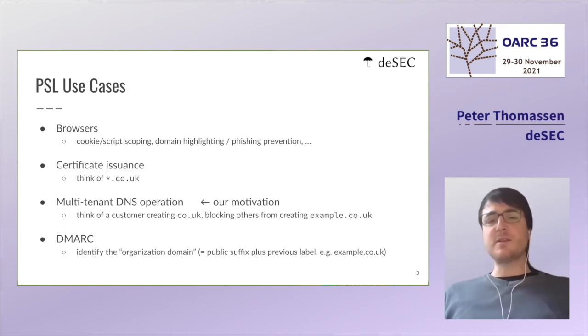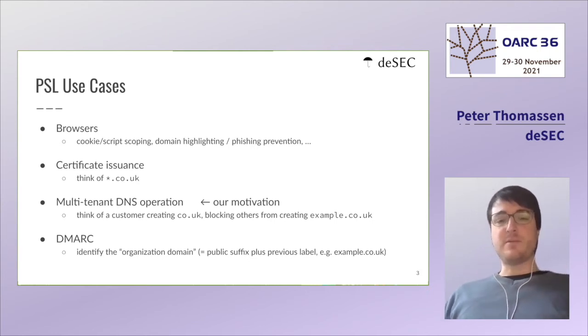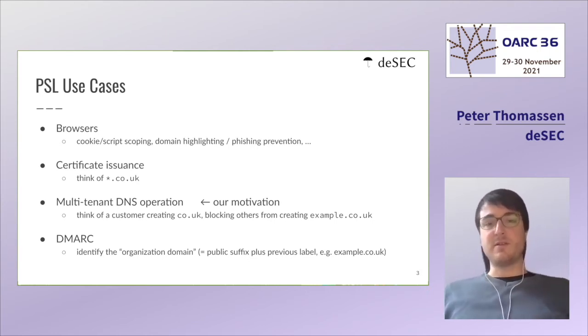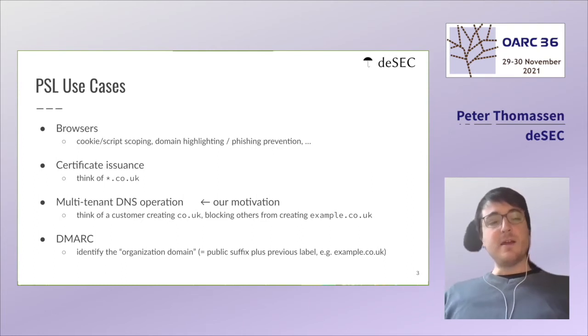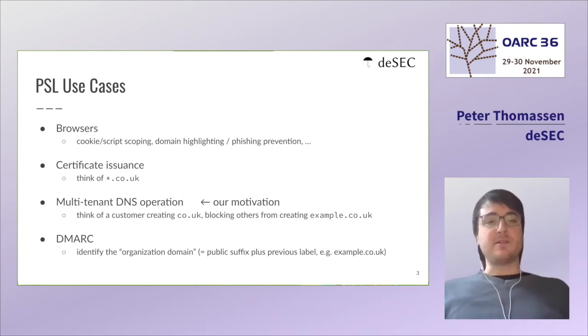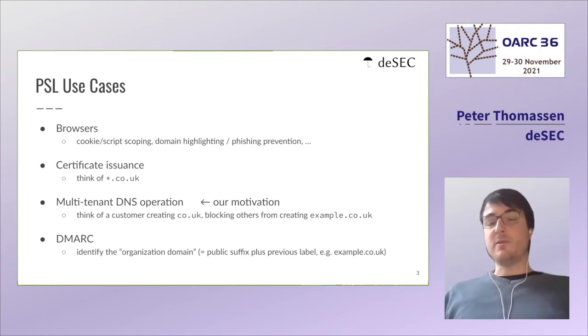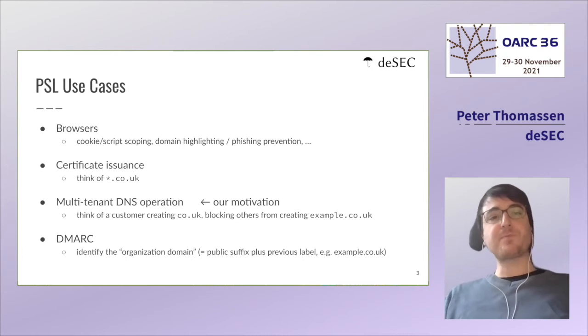It's also used by DNS operators like us to prevent, in a multi-tenant setup, that people register public suffixes and therefore block other customers from creating zones underneath the public suffix like co.uk. And it's used by other technical standards like DMARC to identify the organizational domain, which is the one before the public suffix. Some call it the registrable domain. And it's used for email policy boundaries here.